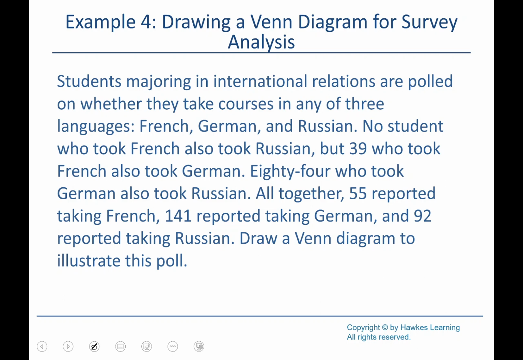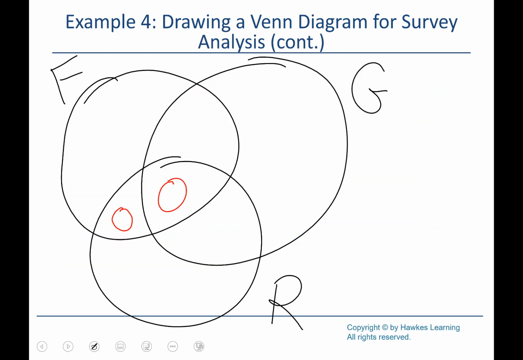So the next line here says 39 who took French also took German. So I know in my overlap between French and German, I need a total of 39. So French and German are these 2 sections. We already know this one's 0, so we don't have to subtract anything on this one. If there was a number in all 3, we would have to subtract, but here, since it's 0, I know this section is going to be 39.